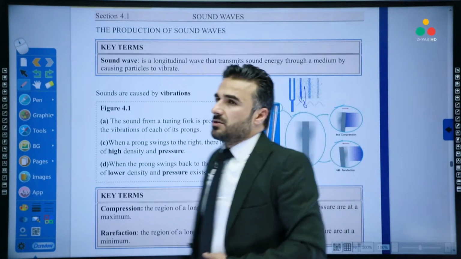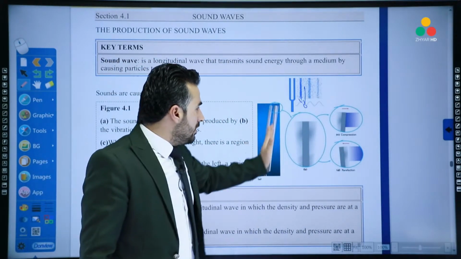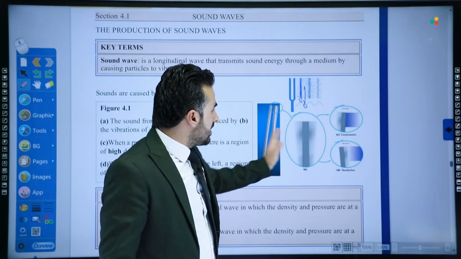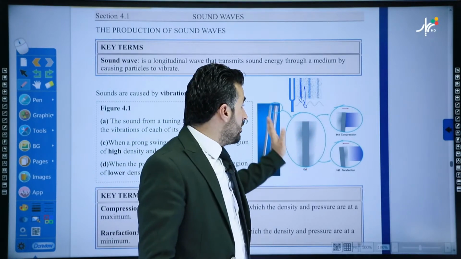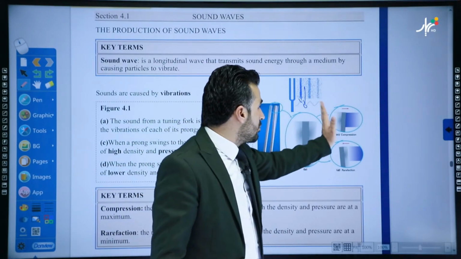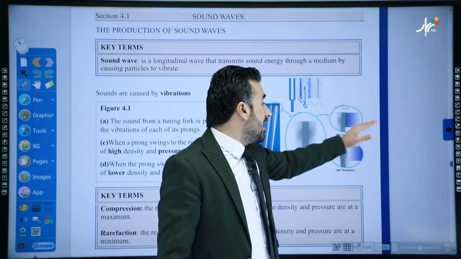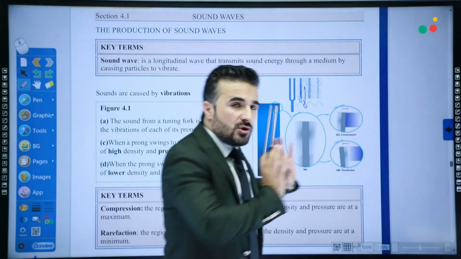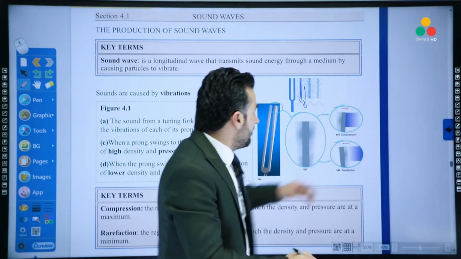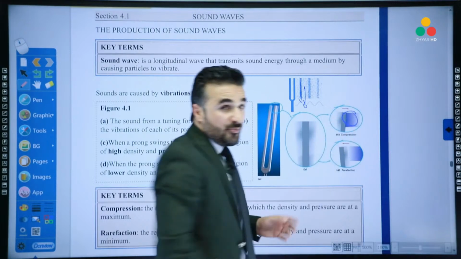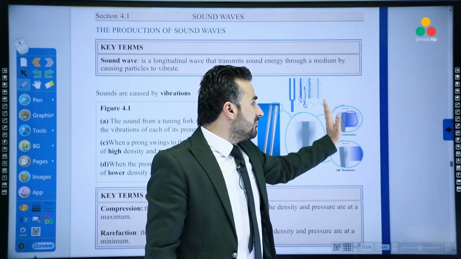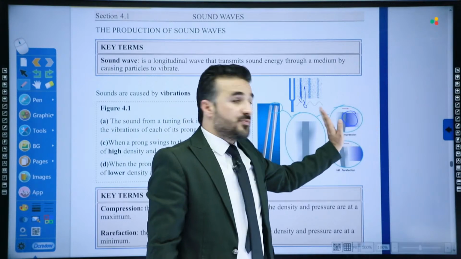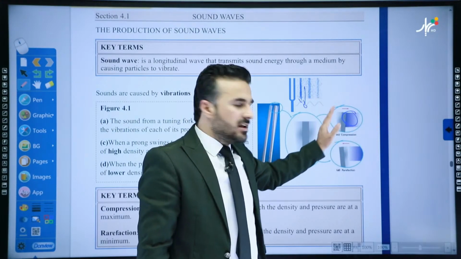How do we get this? Take a look. Here's the tuning fork normally, with air surrounding it. When it vibrates back and forth, when it vibrates to the right, it pushes all the air particles to the right. And you can see here the air particles are compressed. Then after it goes forth, it goes backward, back and forth.